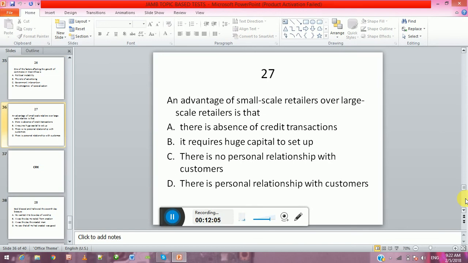An advantage of small-scale retailers over large-scale retailers is that A. There is absence of credit transactions, B. It requires huge capital to set up, C. There is no personal relationship with customers, D. There is personal relationship with customers.